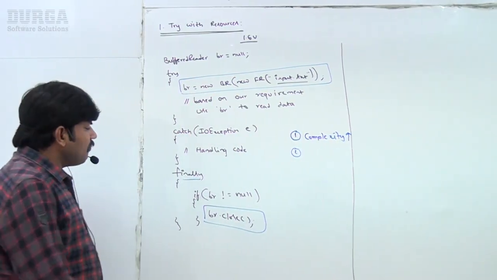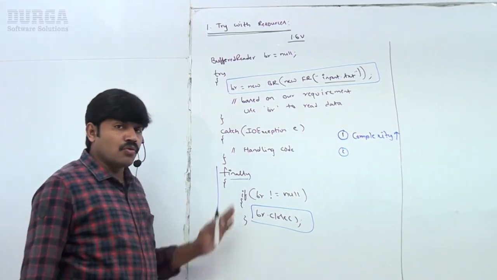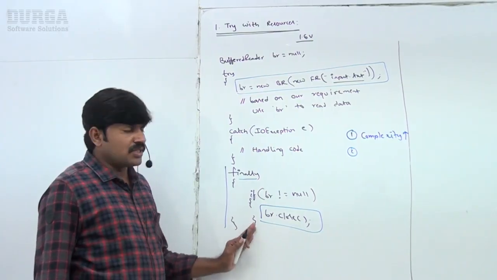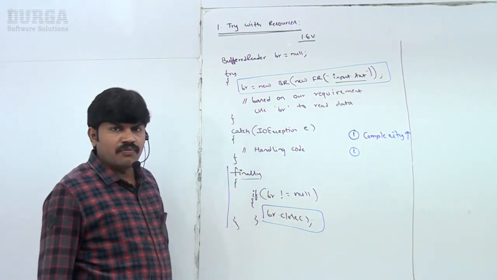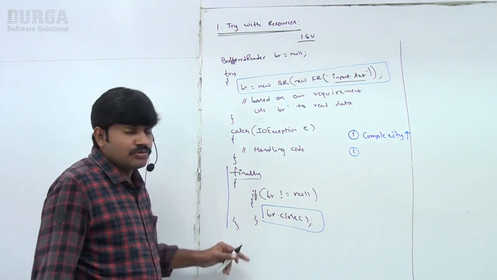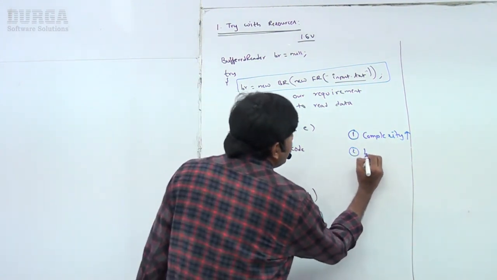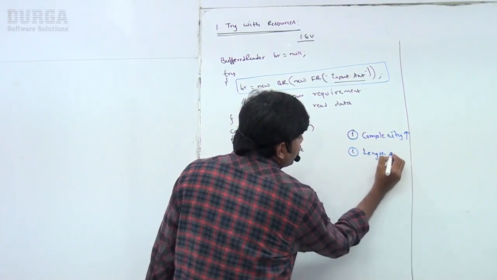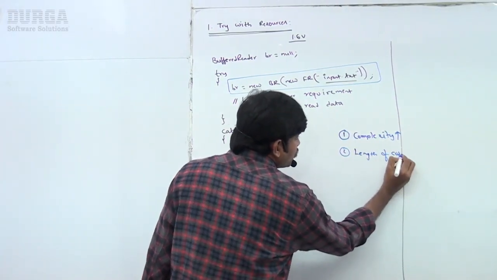Next, we compulsorily should write a finally block to close the resources. Use and leave is not going to work, so we should compulsorily close each and every resource. You should write the finally block, so the length of the code is going to increase.